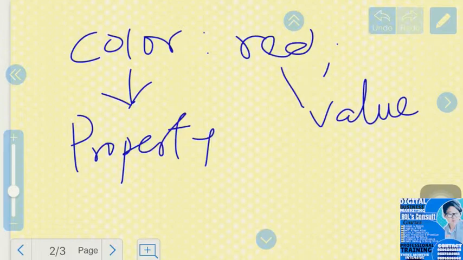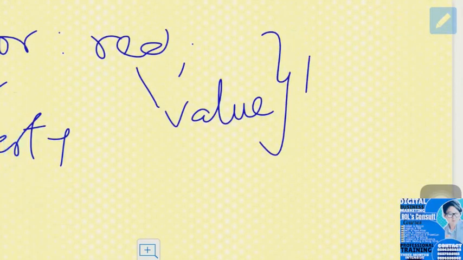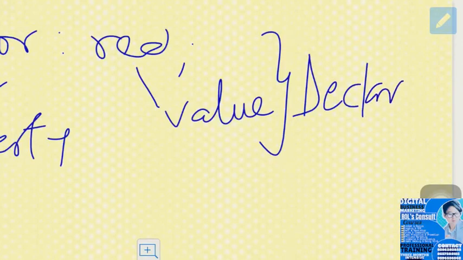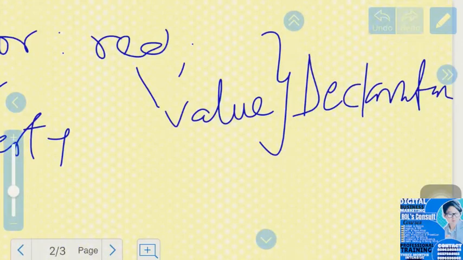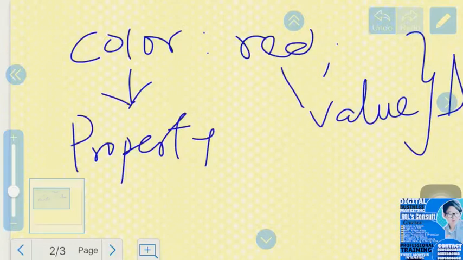We have a property and we have a value, and between these two we have what? Something we call a colon. It is very, very important. So this is what a declaration contains. Please take note of this for me. A declaration contains what? A property and a value, and between this property and its value we have a colon that separates them. You get it? It is very, very important.